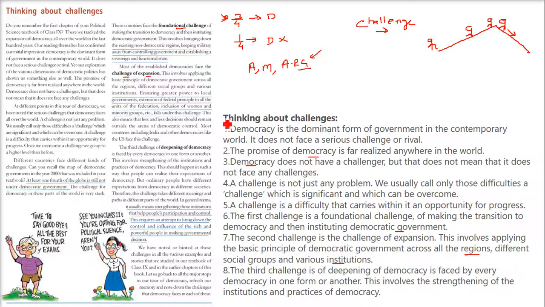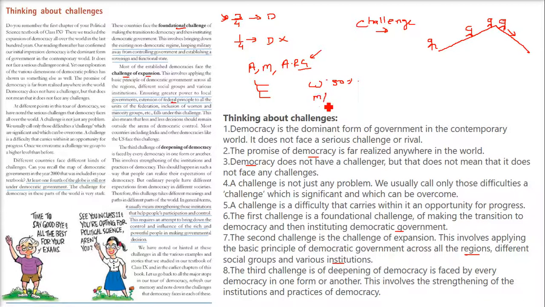That is, we want to give more power to the local governments. We want this extension of federal principle, that is the central government, then the state government, then the Panchayati Raj, Nagar Nigams, etc. And also the women, which is our 50% population. We want to include them. We want to include the minority groups.